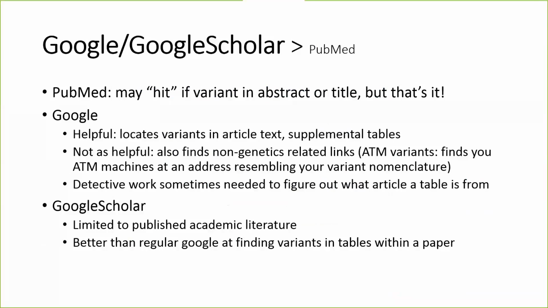That's where searches in Google and Google Scholar tend to be very helpful. Google will locate a variant if it's in the article text, if it's in a supplemental table.